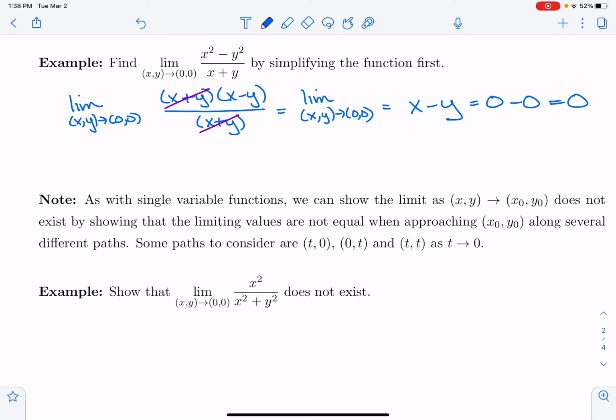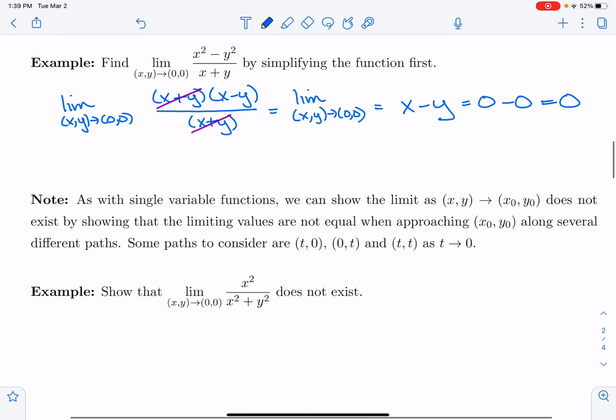Okay, we're going to parameterize various paths and let those paths approach our limiting point. So for example, if I want to find limits that go to 0, 0, I might let x be t and y be 0. Or I might let x be 0 and y be t. Or I might let both x and y equal t.